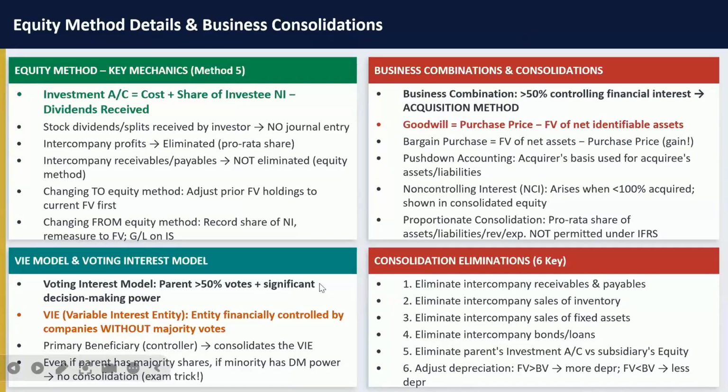Next up, we have the important concept, variable interest entity model and voting interest model. So in the voting interest model, you should have financial ownership of greater than 50% votes plus significant decision-making power. This significant decision-making power is very much important. Suppose I only own more than 50% of shares in Infosys, but I don't have controlling power itself. Even though I am technically owning more than 50% shares, they'll not consider my decisions at all.